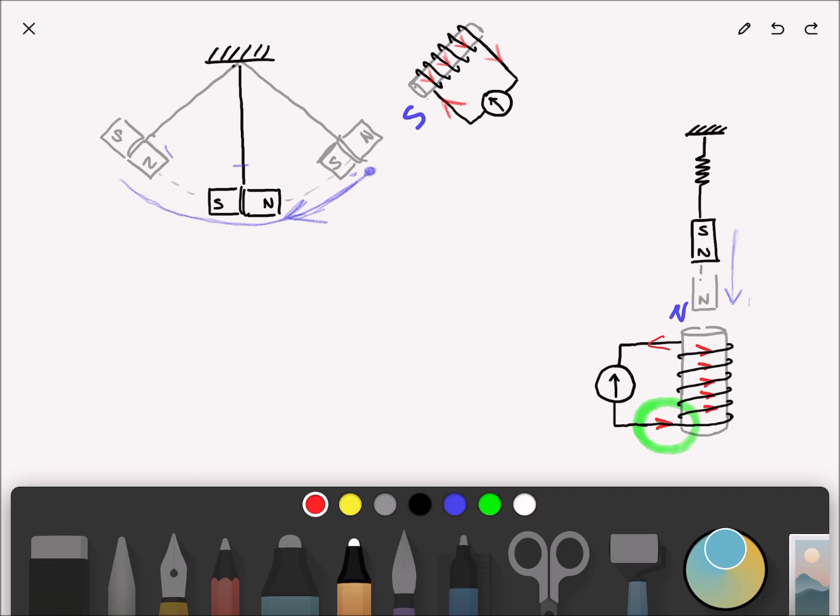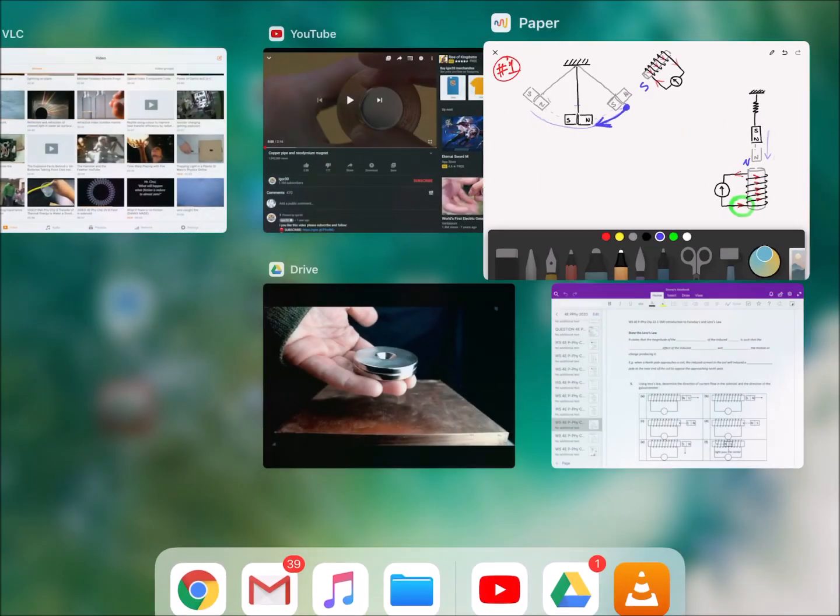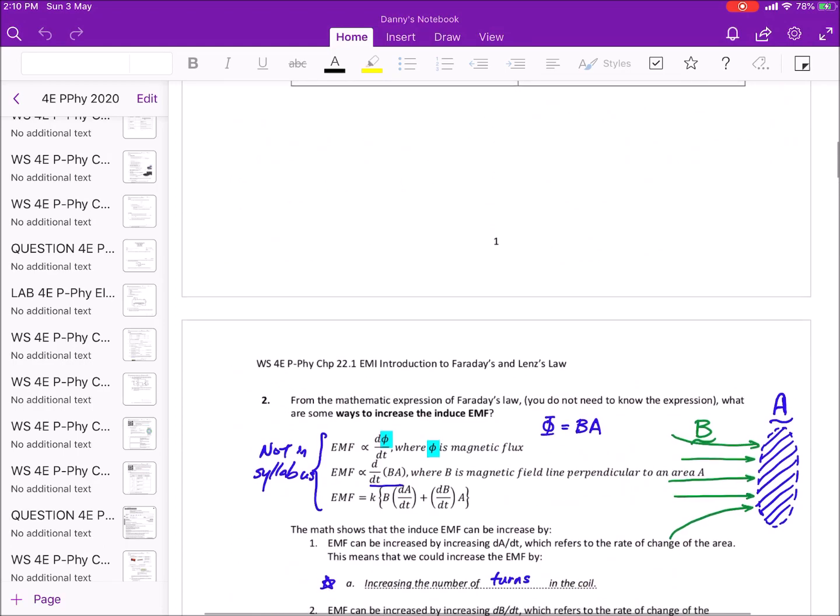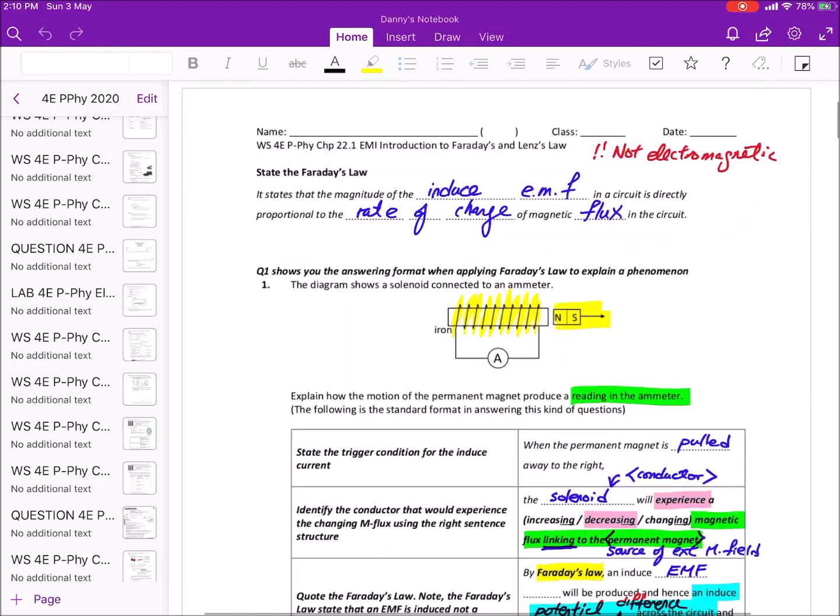For example, if we look at this example which I label 1, you can see that the magnet is swinging from this position to the center, so from right to the left. If I have a solenoid on the right side, the solenoid will experience a decreasing magnetic flux linking to the oscillating magnet. You notice that the way I form my sentence follows the sentence structure given earlier. If you have forgotten, let's recap on that.